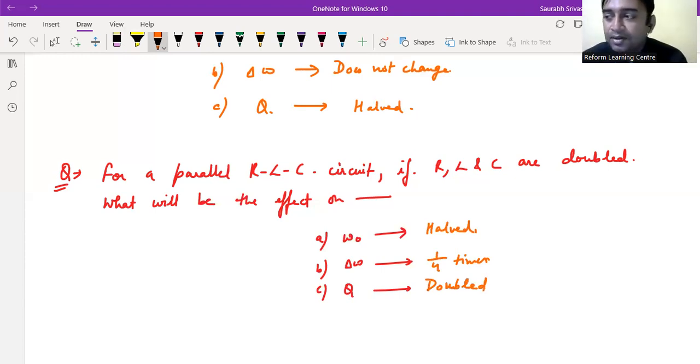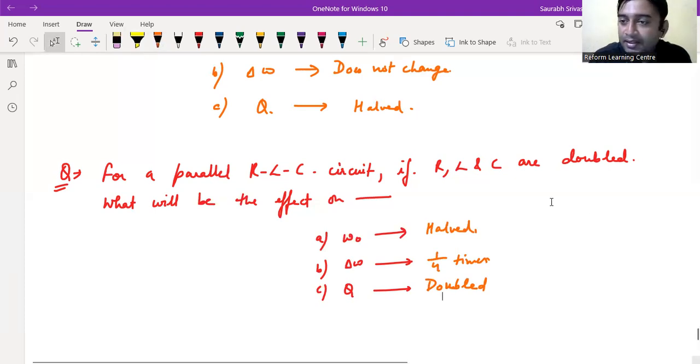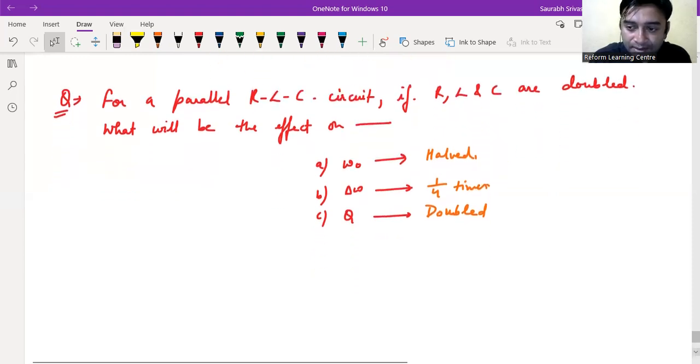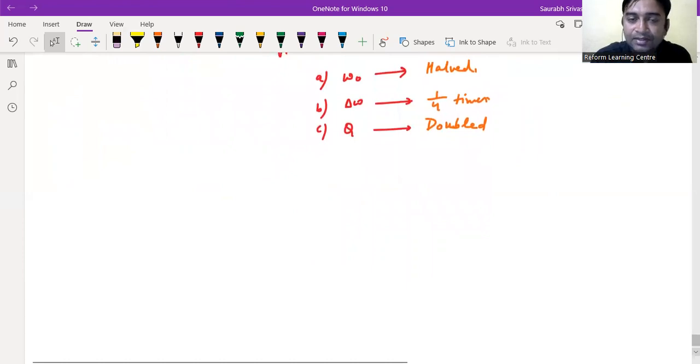I hope आप रेजोनेंस और कंडीशन और थोड़ा बहुत फिल्टर आप समझ चुके हैं. This was case for series circuit, especially, and parallel circuit. Now, if it is not necessary that the elements are connected in series or parallel only, for any other circuit, रेजोनेंस कैसे निकालें?